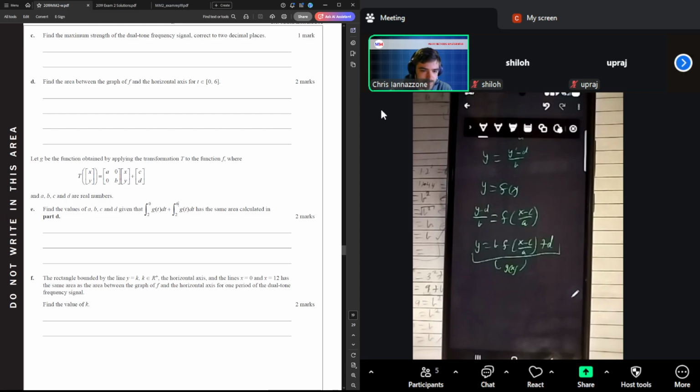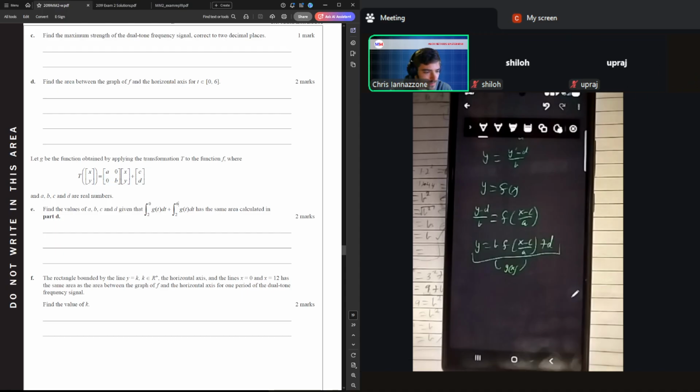Anyone making any progress they'd like to share? It's definitely on the tougher side, so I wouldn't be shocked if there was a bit of a blank. In fact, I'm curious, what does the exam report say? Pass rate. Yeah, we'll go into it.